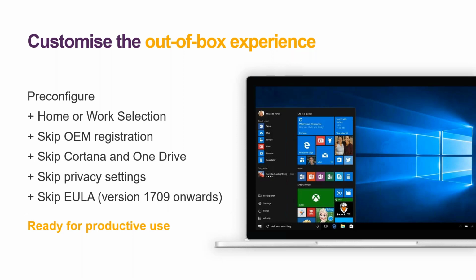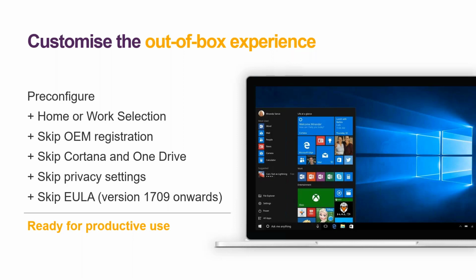With Autopilot, you can pre-configure the home or work selection. So in Windows 10, you can specify if it's a work laptop, and you can have that information already loaded up in Autopilot so the end user doesn't have to go through that. You can also configure Autopilot to skip the OEM registration, so the end user doesn't have to configure the registration settings. You can also configure Autopilot to skip the Cortana and OneDrive settings.